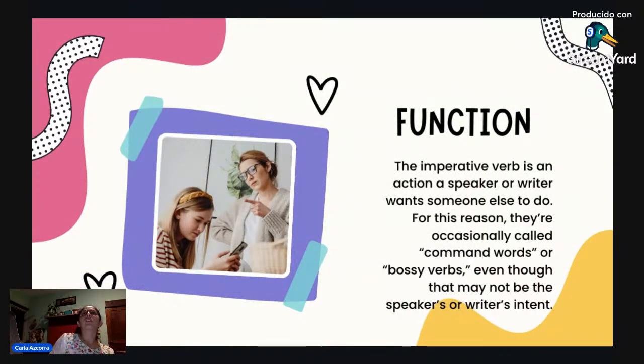What is the function of the imperatives? The imperative verb is an action a speaker or writer wants someone else to do. For this reason, they're occasionally called command words or bossy verbs. Remember bossy, como mandón? Even though that may not be the speaker's or writer's intent. Puede ser que no sea el objetivo mandarte o darte una orden, pero sí es algo que esta persona quiere que hagas.